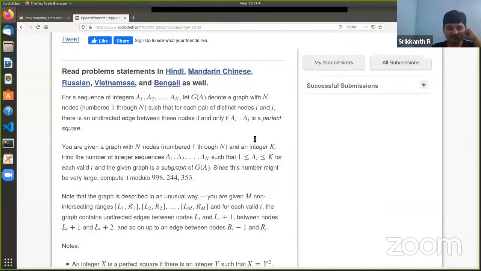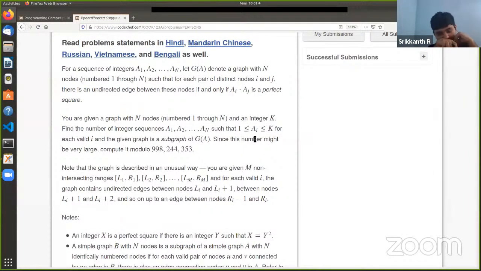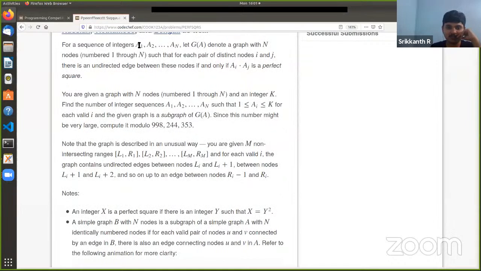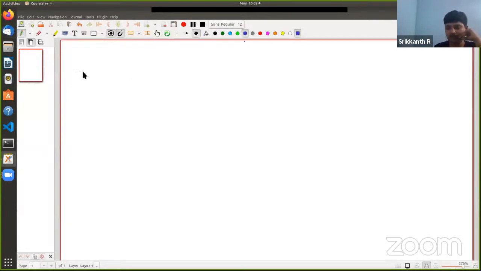So getting back to the problem, I hope you've read it. The question is, we have to find the number of integer sequences of length n, such that the special graph where you connect two nodes if their product is a perfect square, is a subgraph of G of A.